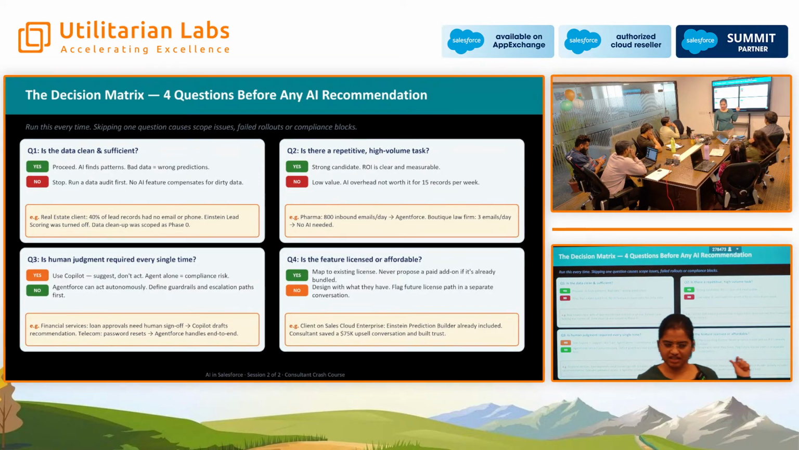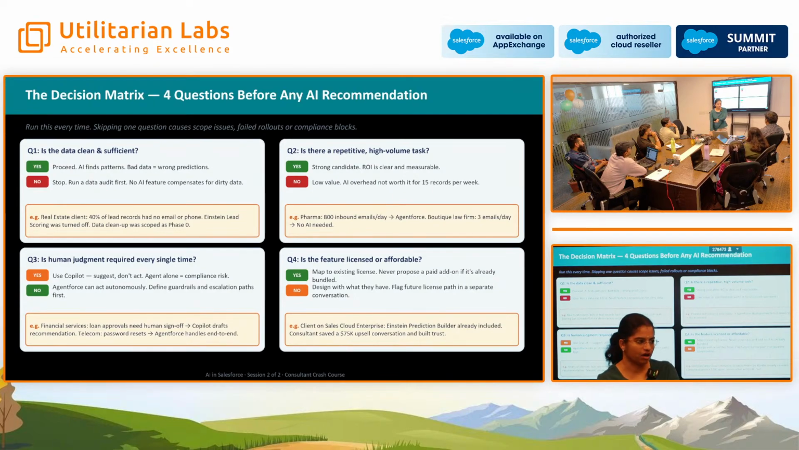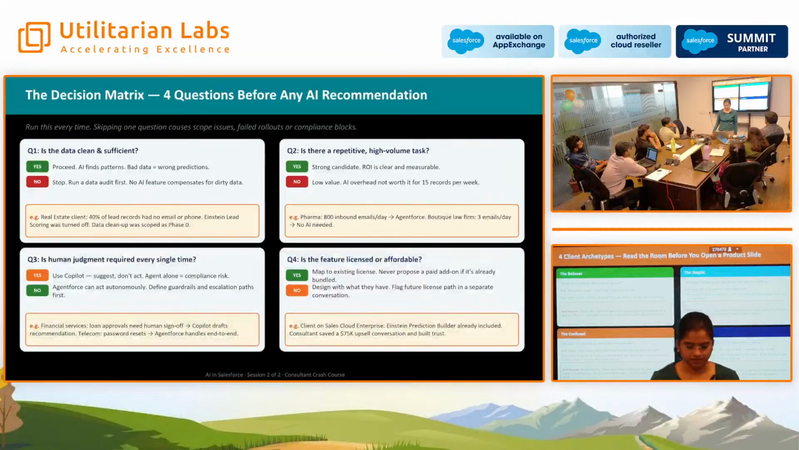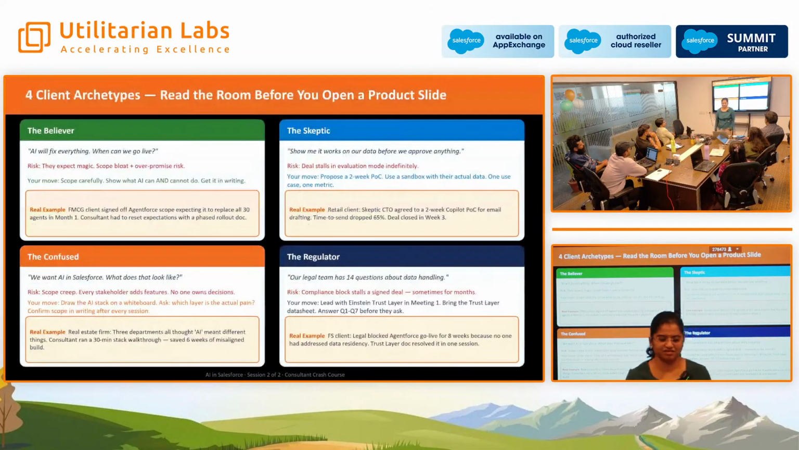So we have to see whether data is there, and whether that particular use case we are suggesting is repetitive, or they have sufficient usage volume for that use case, and whether human judgment is involved often, and you have to correct it with logic, and then whether we can show ROI after implementing the agent. That we have to see as consultants. And next, what are the different types of clients?